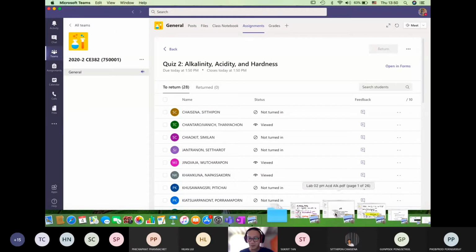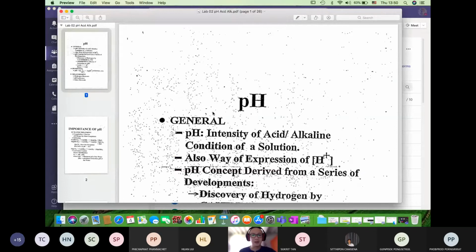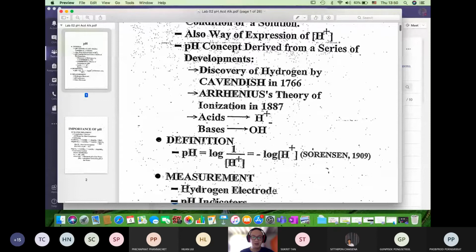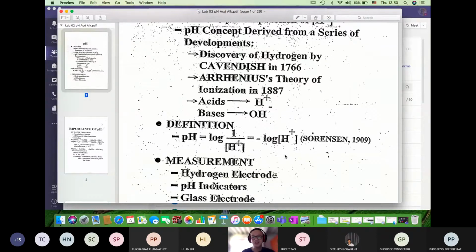Lab number 2. Okay, so everybody kind of knows that pH is defined as the minus log concentration of the hydrogen ion. Somebody may call it hydronium, but anyway, it's the minus log of the hydrogen ion. Sometimes, if you pay attention to the concentration of the hydroxide ion, you can use the term pOH.